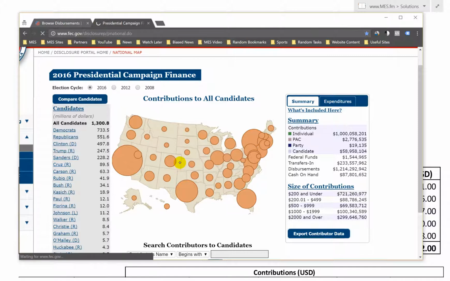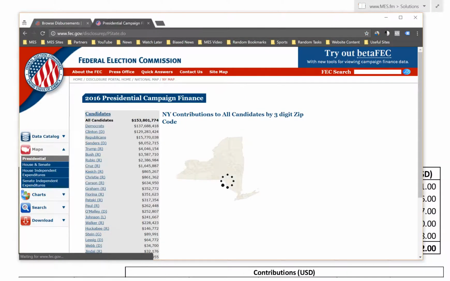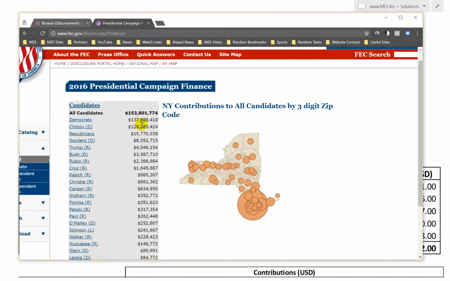Now, New York is higher. If you click it, it's 153 million. If you notice here, Clinton raised $129 million. Trump's only $4 million, and then Sanders doubled that to 8. Even the Republicans are just 15.